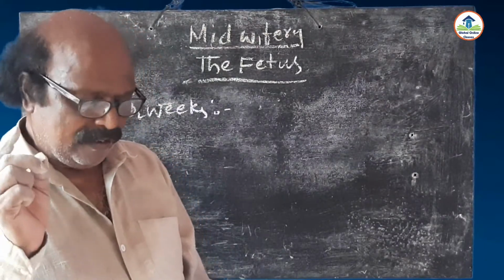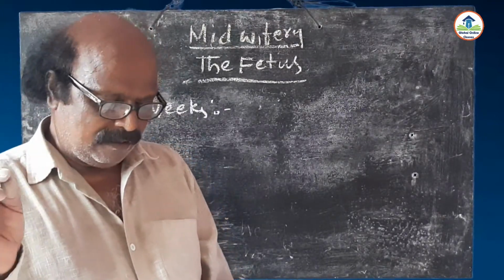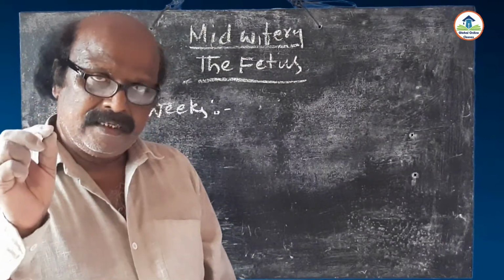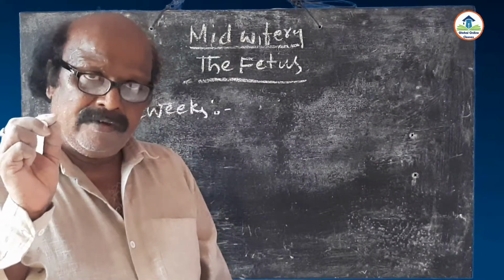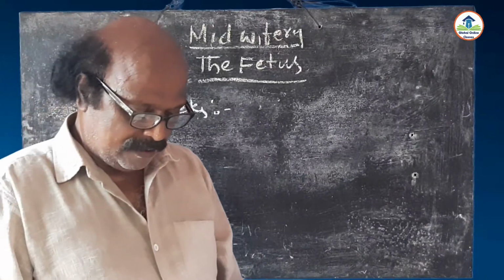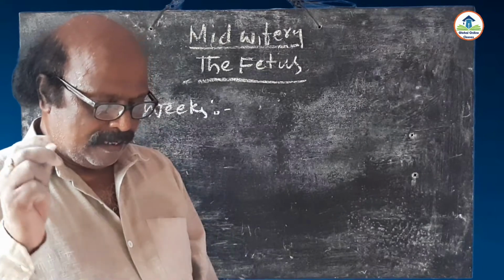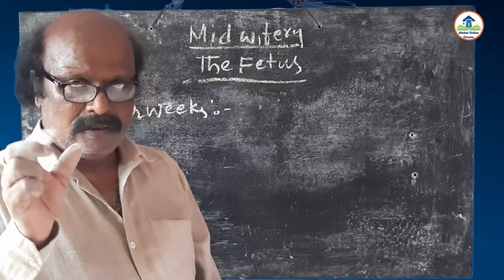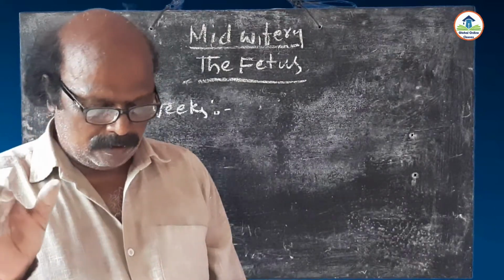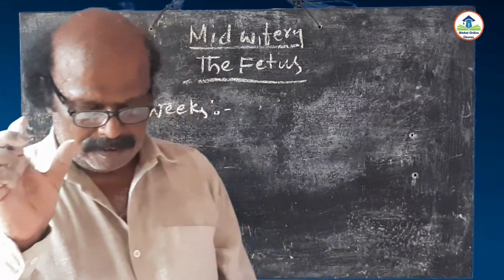Okay, just now we have learned the definition of the ovum, the embryo, and the fetus, the 3 weeks fetus, and the next is the 4 weeks fetus. The sac in the 4th week will be 2.5 centimeters long, about the size of a pigeon egg.